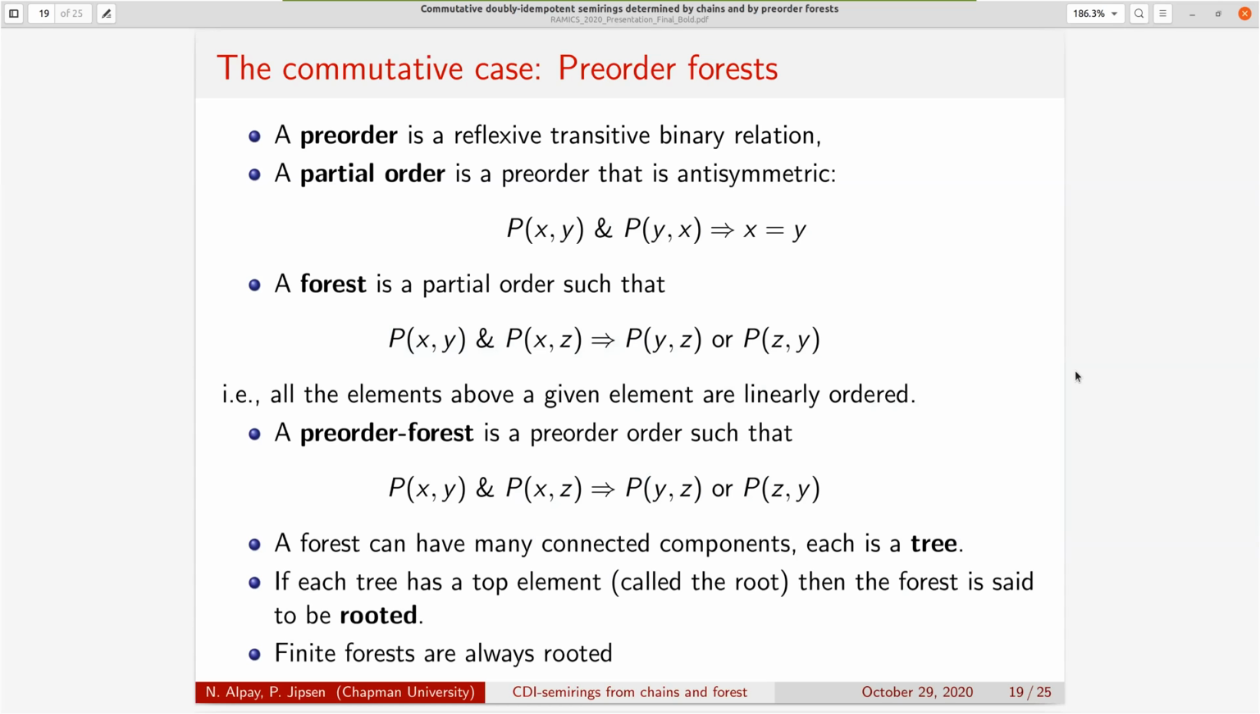So now, before we move to our main theorem: a preorder is a reflexive transitive binary relation. A partial order is a preorder that is antisymmetric. A forest is a partial order such that Pxy and Pxz implies Pyz or Pzy, i.e. all the elements above a given element are linearly ordered. A preorder forest is a preorder such that Pxy and Pxz implies Pyz or Pzy. A forest can have many connected components. Each is a tree. If each tree has a top element called a root, then a forest is said to be rooted, and finite forests are always rooted.